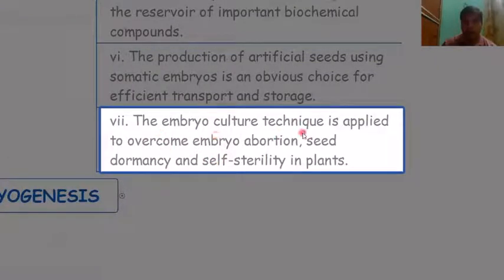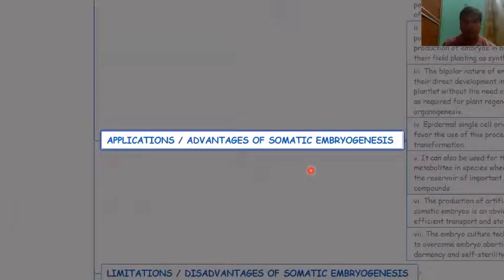Next, the embryo culture technique is applied to overcome embryo abortion. So remember that this type of method is also there. Seed dormancy and self-sterility in plants can also be overcome with the help of this somatic embryogenic response, or you can also find it equally important for zygotic embryo culture.